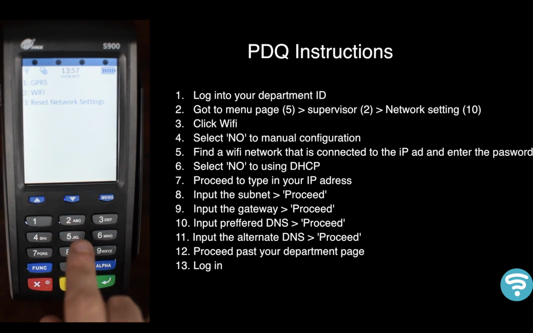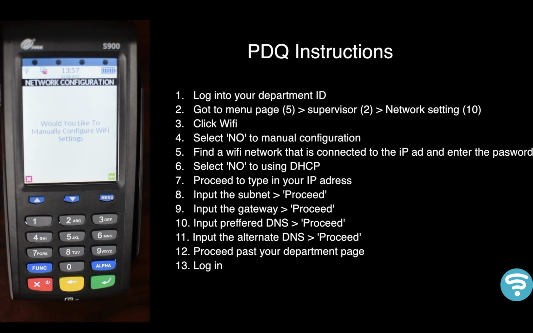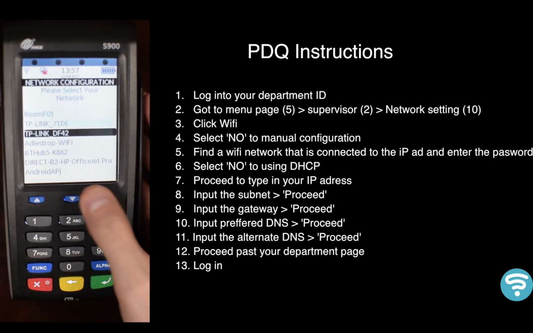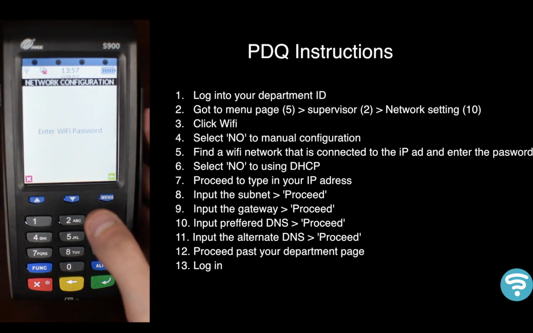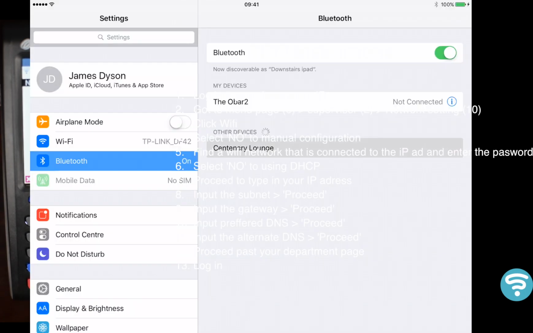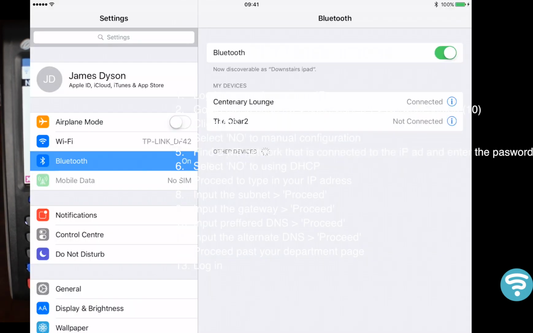It will then give you 3 options. You want to click on the Wi-Fi, which is number 2. And then it will ask you to manually configure Wi-Fi settings. You want to click the red button, which is no. It will then scan for Wi-Fi networks. You want to make sure you find the Wi-Fi network that your iPad is also going off. So ours is the TP-Link. You then want to enter the Wi-Fi password. Once you click on that, it should automatically connect, as we're now connected.